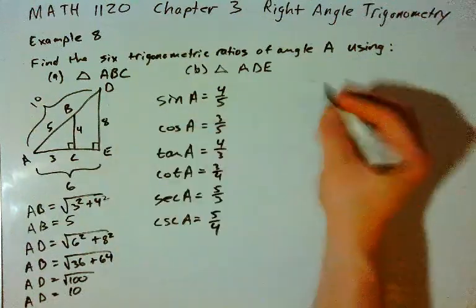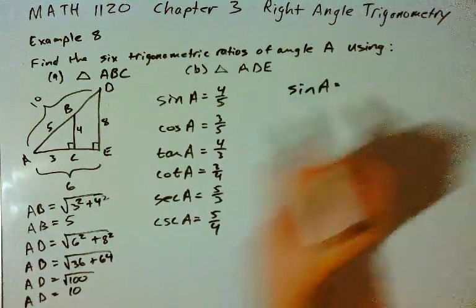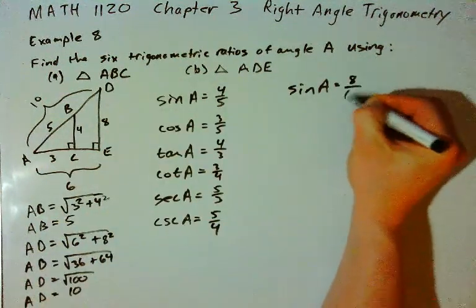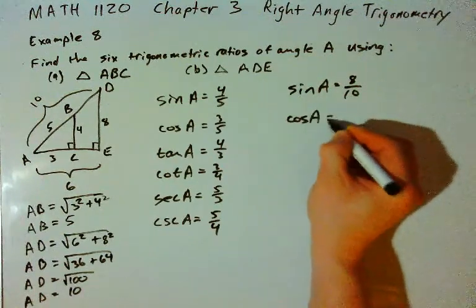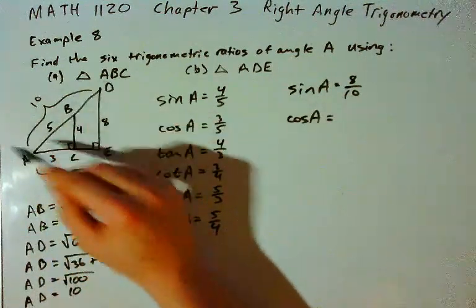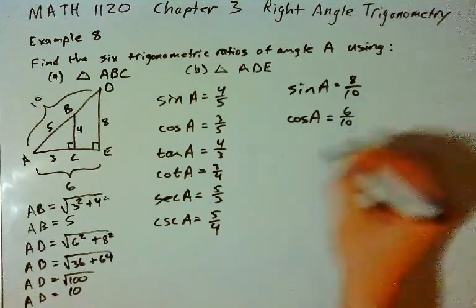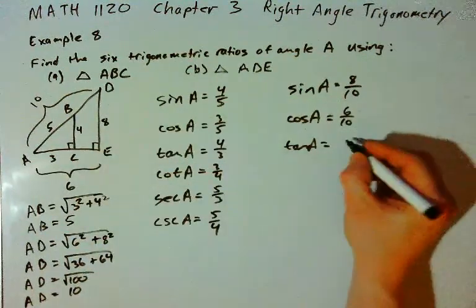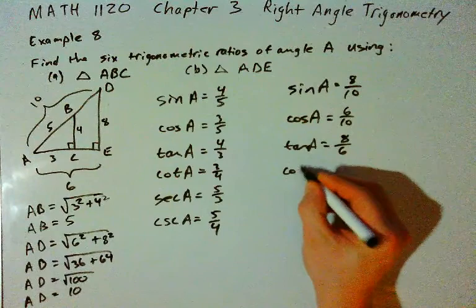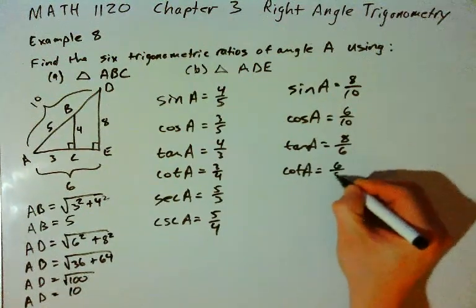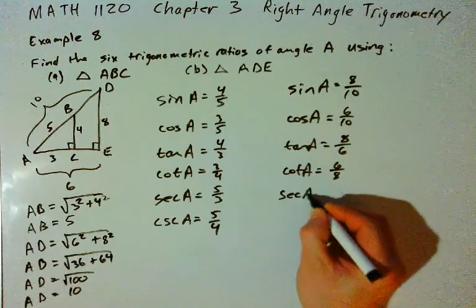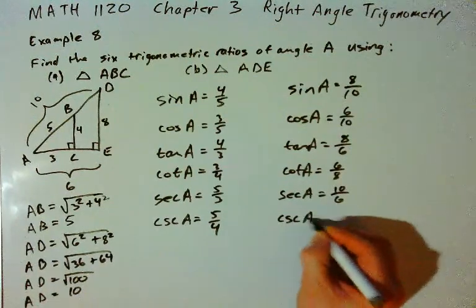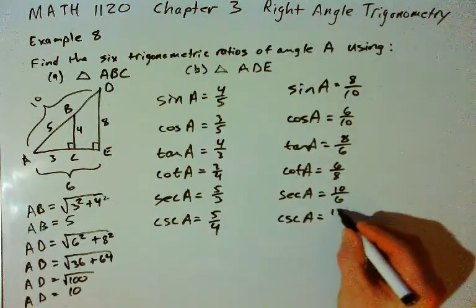Now we'll do the bigger triangle. The sine of A is going to be the opposite, which is 8, over the hypotenuse, which is 10. The cosine of A for the bigger triangle will be the adjacent over the hypotenuse, so that's 6 over 10. Tangent of A for the bigger triangle will be the opposite over the adjacent, so 8 over 6. Cotangent is the reciprocal of the tangent. The secant is the reciprocal of the cosine. And the cosecant is the reciprocal of the sine.